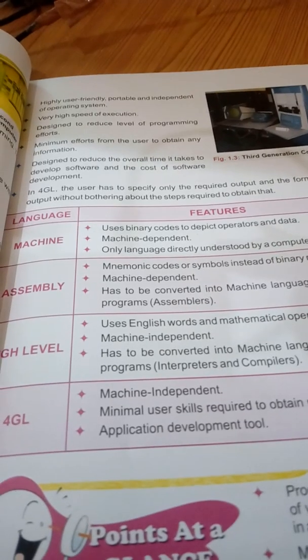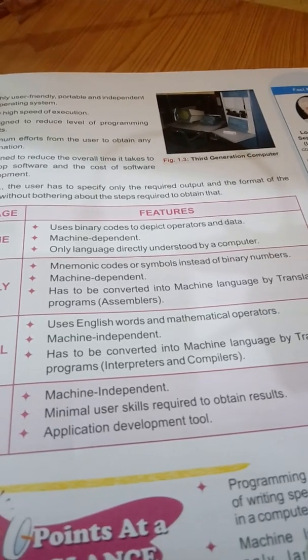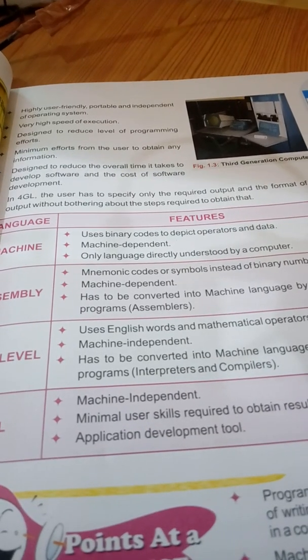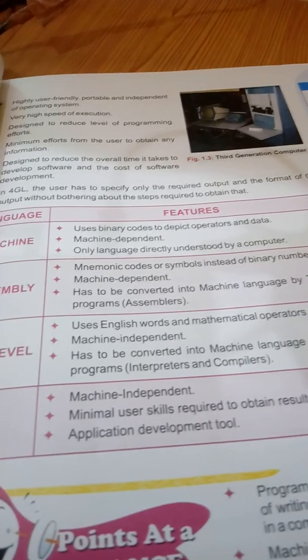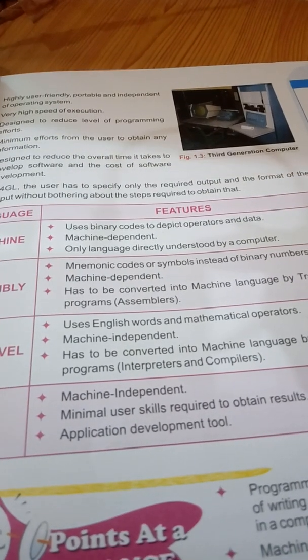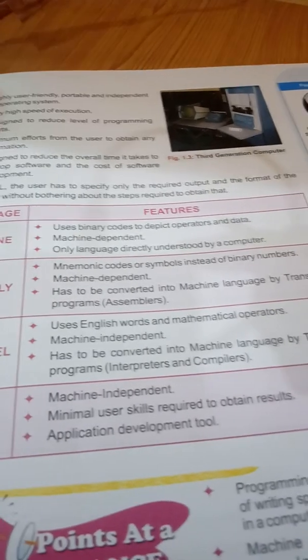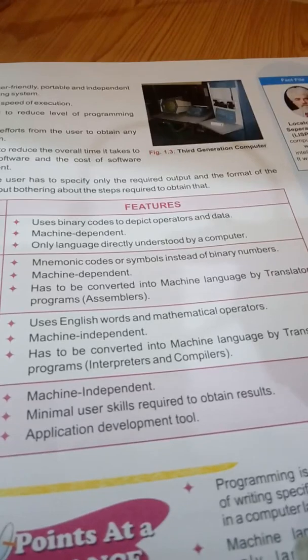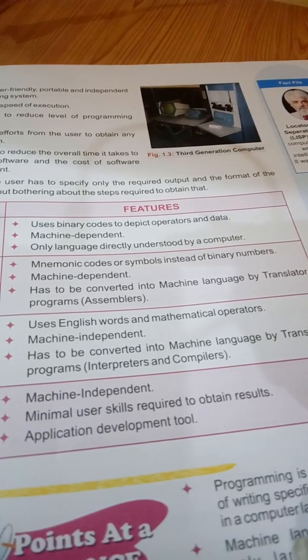Assembly language uses mnemonics code and symbols instead of binary numbers. Yes, we know that in assembly language we use mnemonics code or symbols instead of the binary numbers 0 and 1. This is also machine dependent, and it has to be converted into machine language by a translator program called the assembler. We already understand that the assembler is used to convert source code into object code.